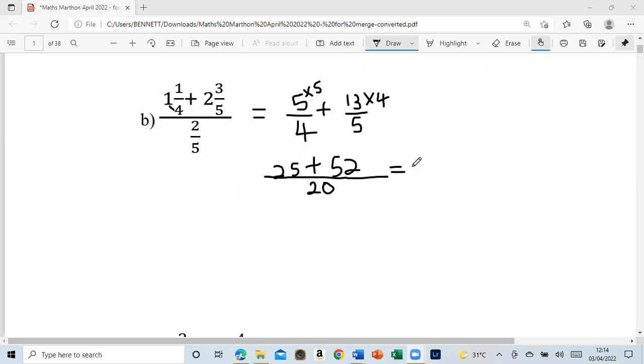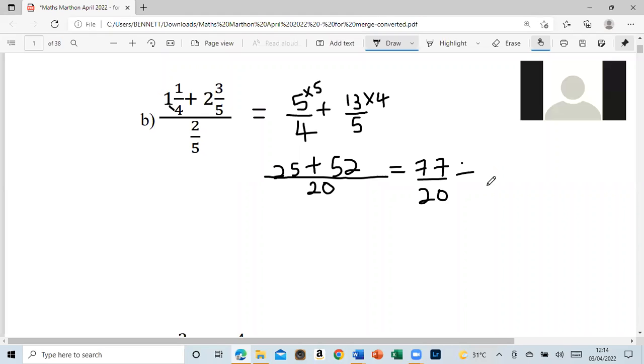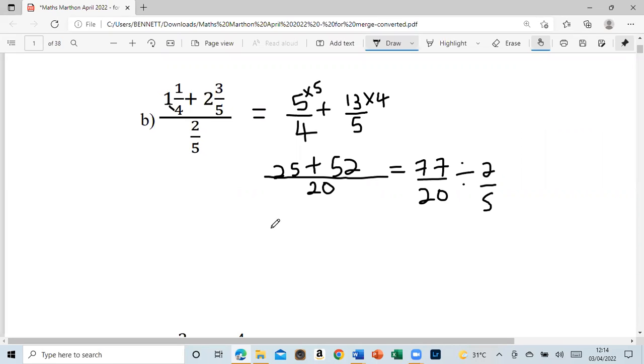So can we just add the top when the base is the same? So that's 77 over 20. And then now we divide by 2 over 5. But we know that we have to invert, right? Invert, as a 7th grader would say, keep the first fraction. So you keep that one the same, change it to multiplication, and then flip or invert the fraction. Same 40 again.